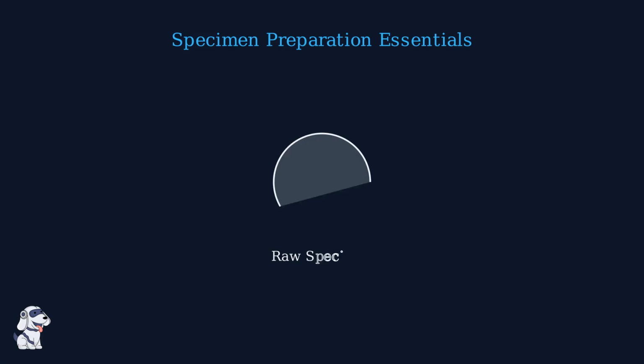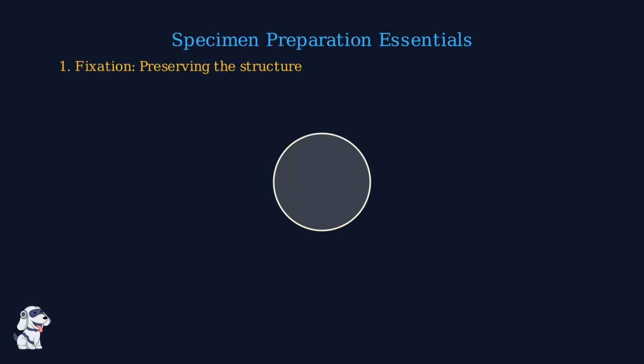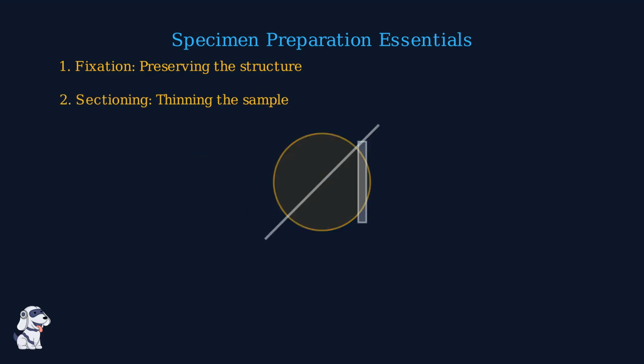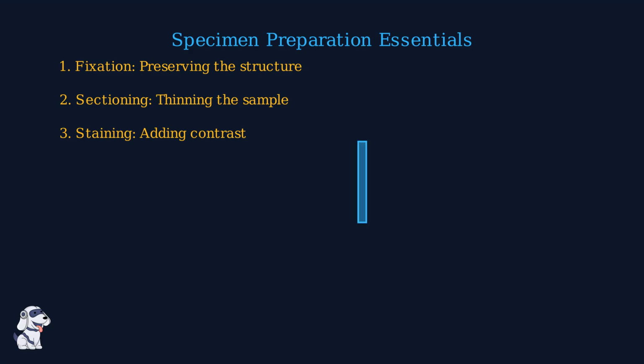Before a specimen can be viewed under a microscope, it must undergo preparation to maintain its structural integrity and increase visibility. First, fixation is used to stabilize cellular structures, effectively stopping biological processes and preventing decay. Next, mechanical sectioning uses a microtome to slice the sample into extremely thin layers, allowing light or electrons to pass through. Finally, staining adds contrast to transparent tissues, highlighting specific organelles or chemical features. These three steps, fixation, sectioning, and staining, are the cornerstones of preparing reliable and informative microscopic samples.